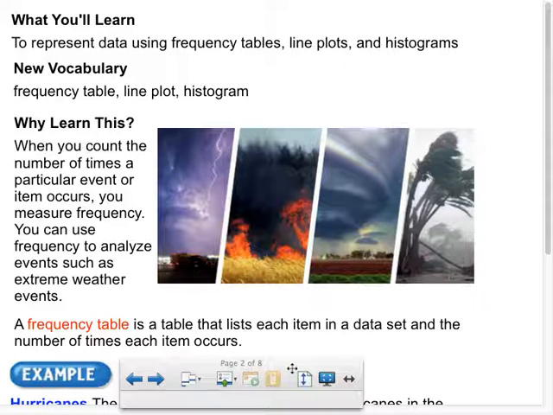New vocabulary: frequency table, line plot, histogram. Why learn this? When you count the number of times a particular event or item occurs, you measure frequency. You can use frequency to analyze events such as extreme weather events. Okay? A frequency table is a table that lists each item in a data set and the number of times each item occurs. Can somebody tell me, what does the word frequent mean to you? Nathan, thank you for raising your hand. What is it?